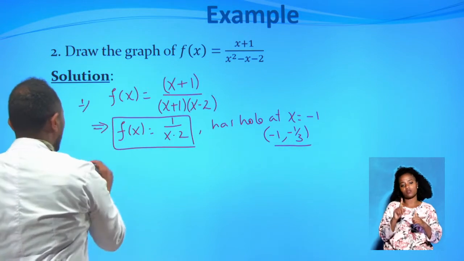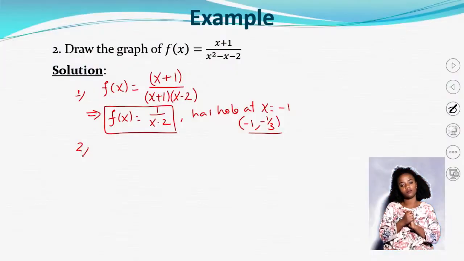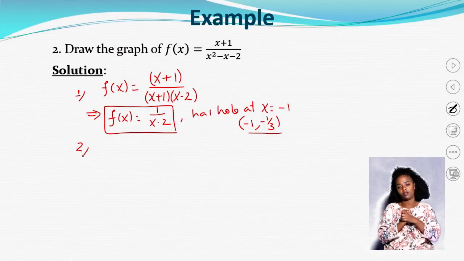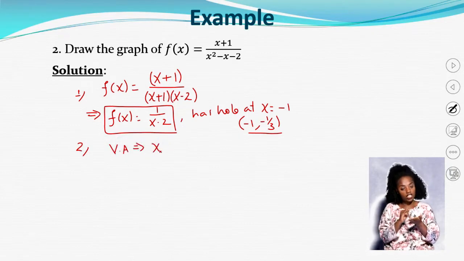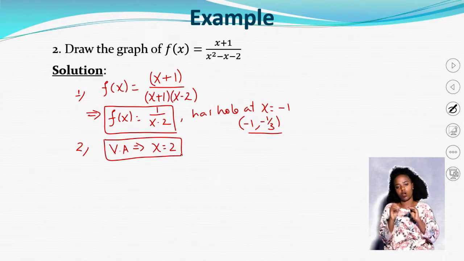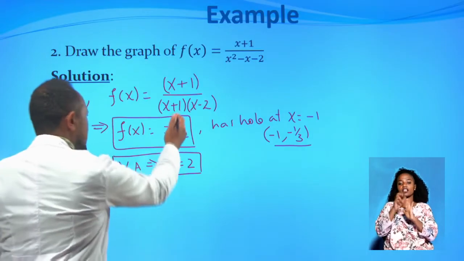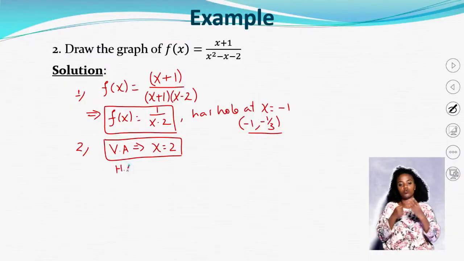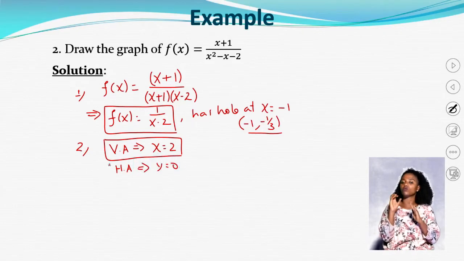Now next, let's determine the asymptotes. As you can see, the vertical asymptote for this expression is x equals 2. 2 minus 2 is 0. 2 makes the denominator 0, but not the numerator. So x equals 2 is the vertical asymptote. And the degree of the numerator is less than the degree of the denominator. Therefore, the horizontal asymptote is y equals 0.